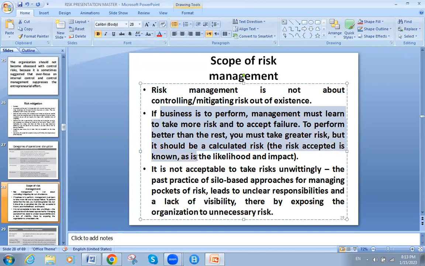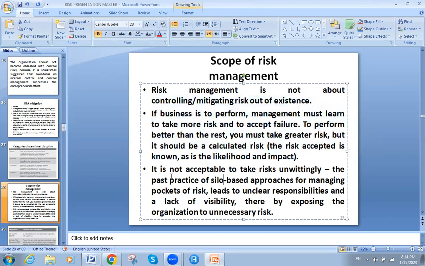The risk accepted is known as the likelihood and the impact. So the likelihood means the frequency and the impact means the effect. So you must know the size of the risk, the amount of the risk, and you will act accordingly. You will plan accordingly, but you have to accept risk. Particularly in business, if you didn't go for a risky project, don't expect a good reward.